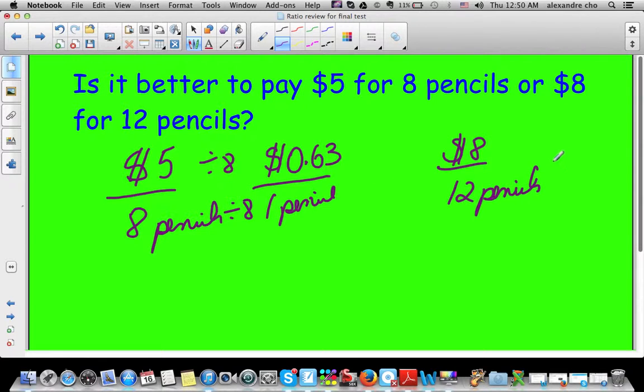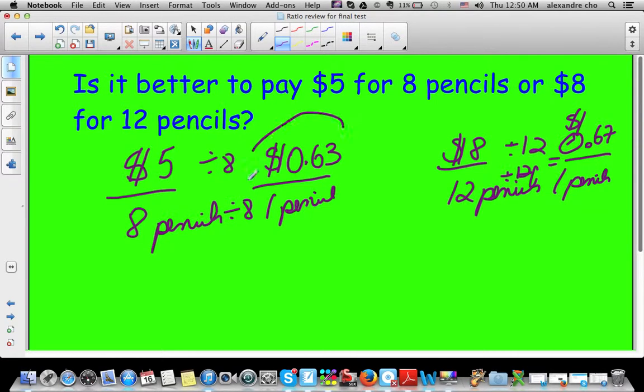Okay, here, 12 pencils is what you bought, but let's see how much one pencil cost you here. And it's divided by 12, 12 divided by 12, and 8 divided by 12. Both top and bottom have to be the same. So $8 divided by 12, and this one was again a decimal that went on forever, 0.66666, and on and on and on. So you're going to round it to the nearest hundredth, and you get 0.67.